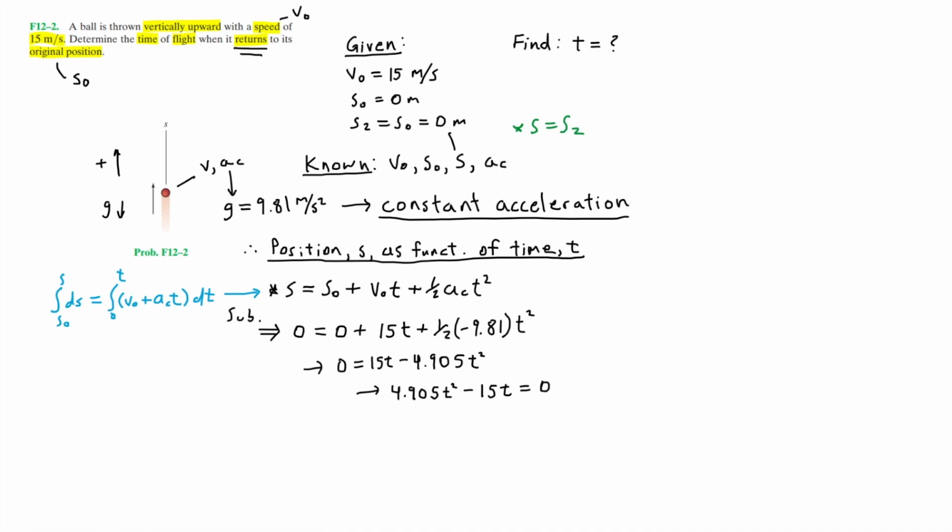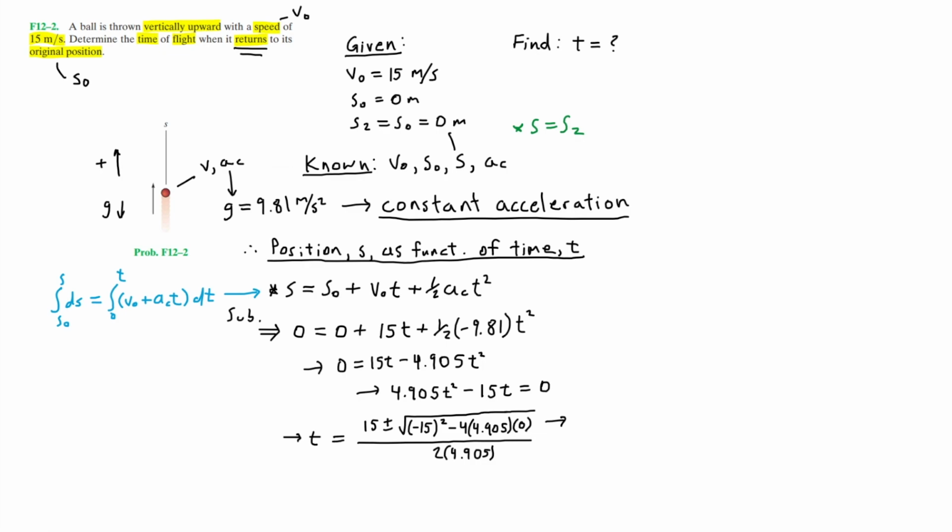So hence we can go ahead and simply apply the quadratic formula to solve for t. So this is 15 plus or minus the square root of negative 15 squared minus 4 times 4.905 times 0, divided by 2 times 4.905. And of course on the left here, this is what t is equal to.